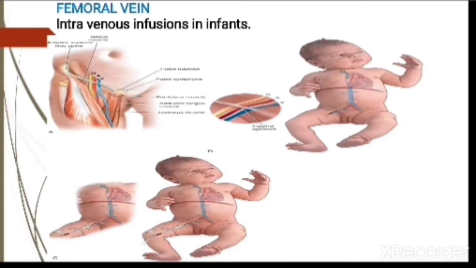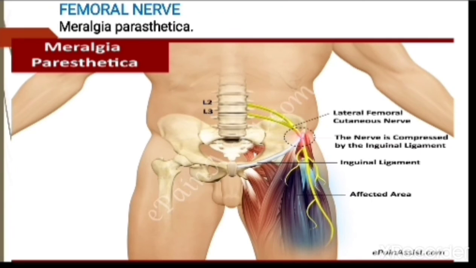The femoral vein can be used for intravenous infusions in case of infants, because in infants the cutaneous veins of the upper limb are not clearly visible, and the femoral vein is very easily accessible. That is why it is used for intravenous infusions in case of infants. Then the next applied aspect is meralgia paresthetica.